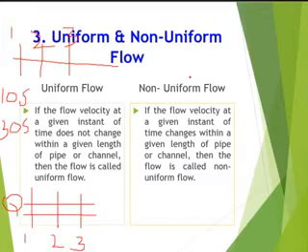Because if discharge is constant from the source and the area is constant, then the velocity will not change at any of these points. So this is an example of uniform flow. And the example of non-uniform flow is flow through a non-prismatic conduit, or flow around a uniform diameter pipe bend, etc.